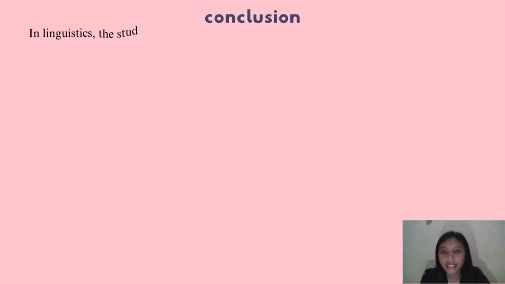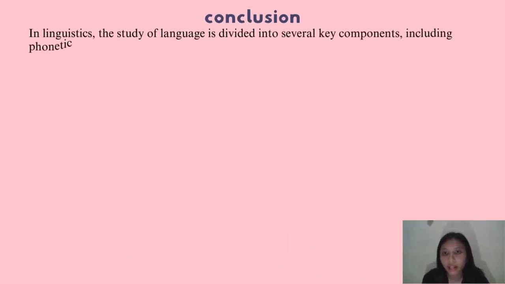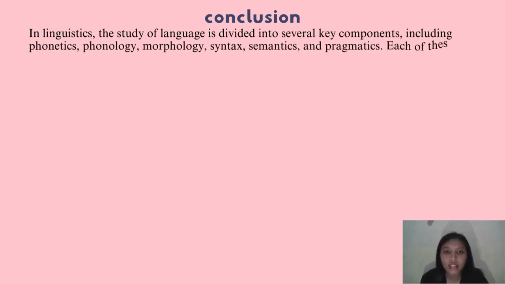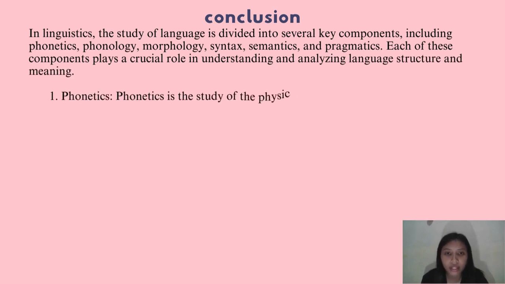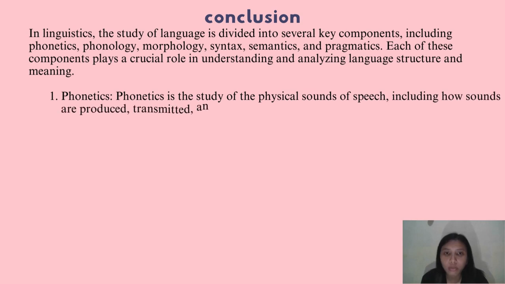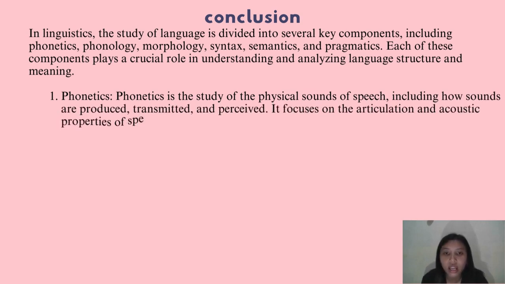Conclusion. In linguistics, the study of language is divided into several key components, including phonetics, phonology, morphology, syntax, semantics, and pragmatics. Each of these components plays a crucial role in understanding and analyzing language structure and meaning. Phonetics. Phonetics is the study of the physical sounds of speech, including how sounds are produced, transmitted, and perceived. It focuses on the articulation and acoustic properties of speech sounds without regard to their linguistic function.